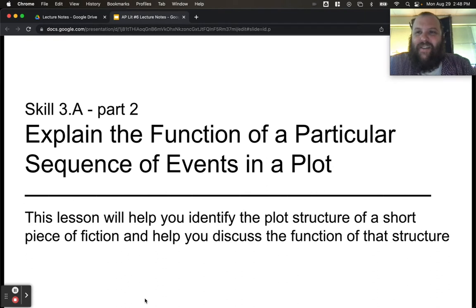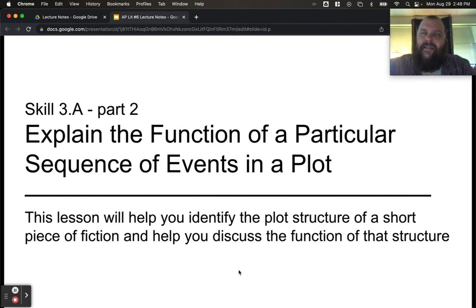We're still on the objective of explaining the function of a particular sequence of events in a plot. Today, in this lesson, we'll help you identify the plot structure of a short piece of fiction and help you discuss the function of that structure.